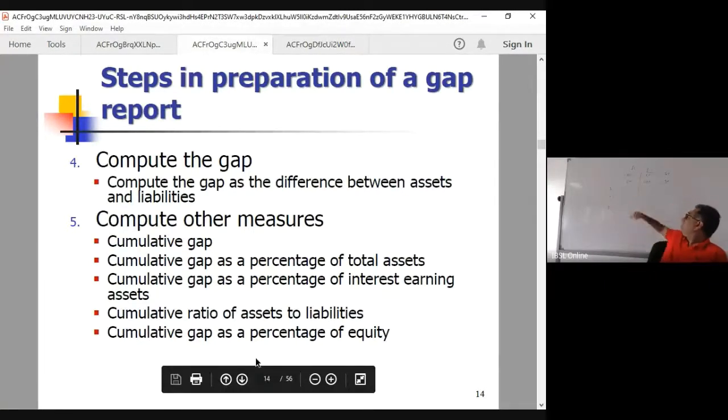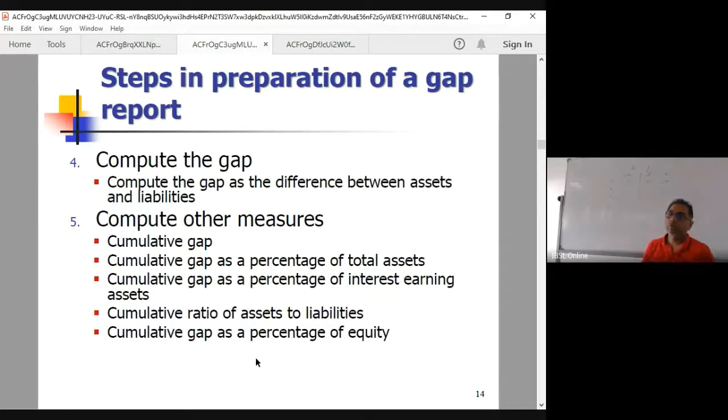Use the number that you get here to calculate your ratio against your total assets, as a percentage of equity, as a percentage of interest earning assets, or total assets that you have. So once you have it, you can figure out all your different ratios. You can figure out how much of an impact your current gap has against your different measures within your balance sheet itself.